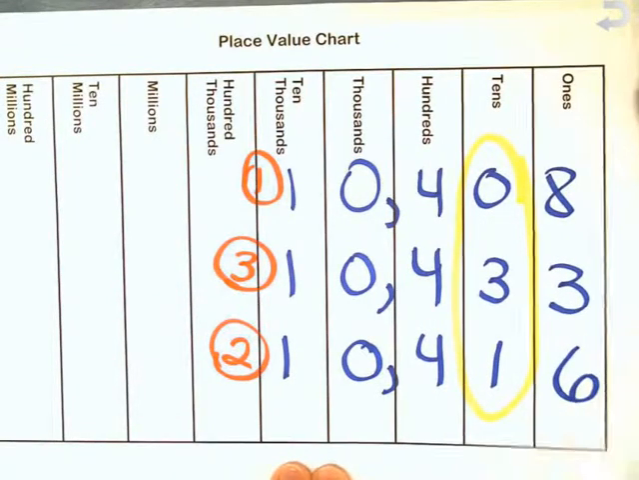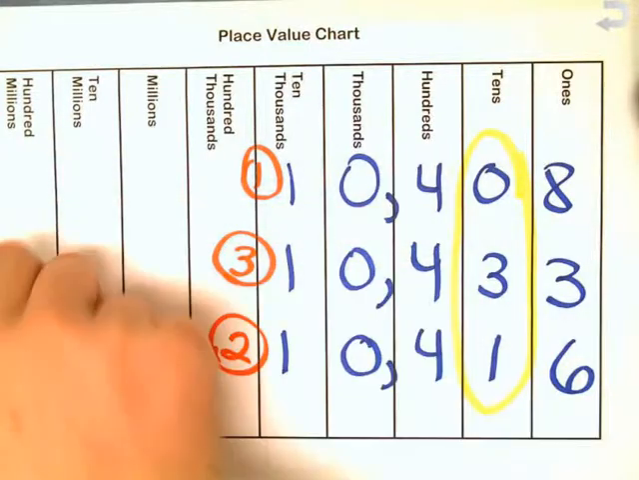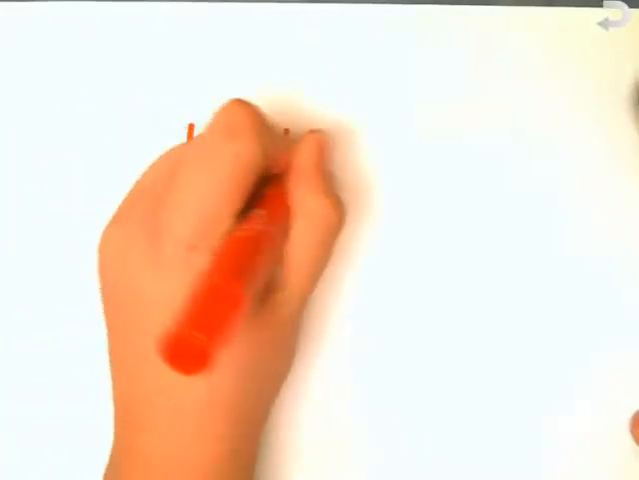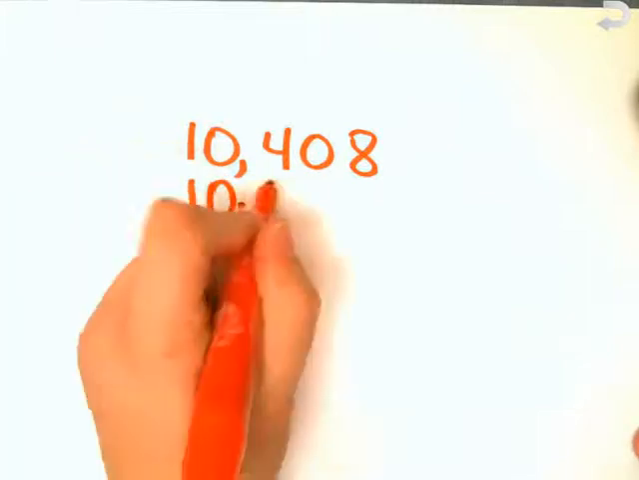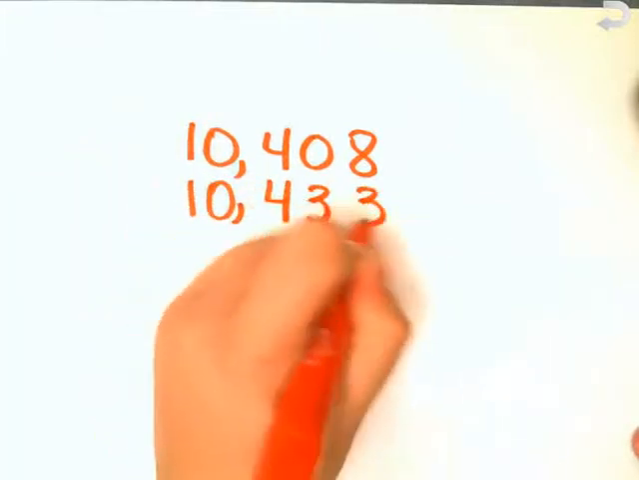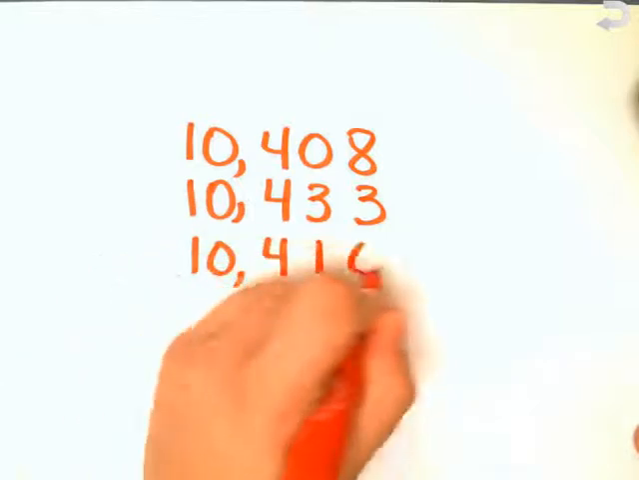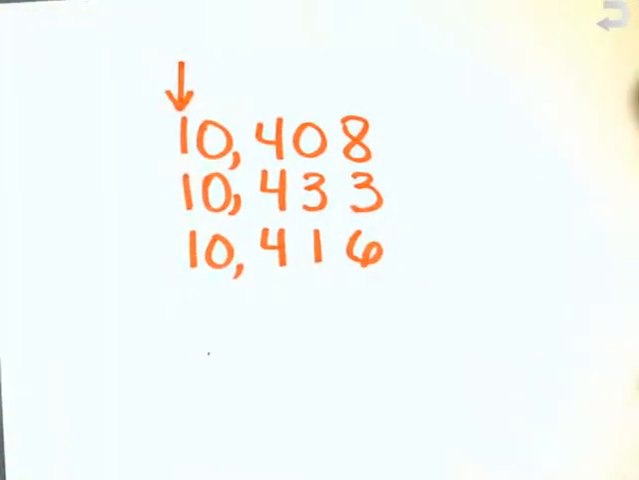You can do the same exact thing even if you don't have a place value chart. All you need to do is stack your numbers up by place value, and I tell everyone stack them straight as soldiers. So, 10,408. Make sure your places are nice and aligned. 10,433. 10,416.